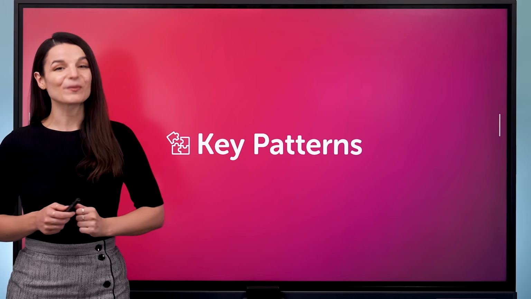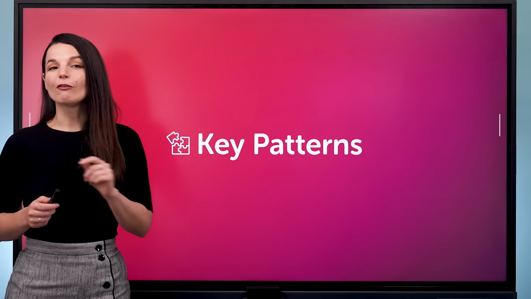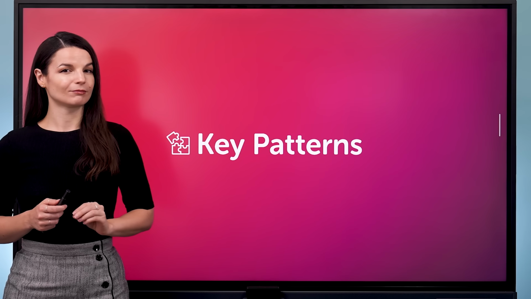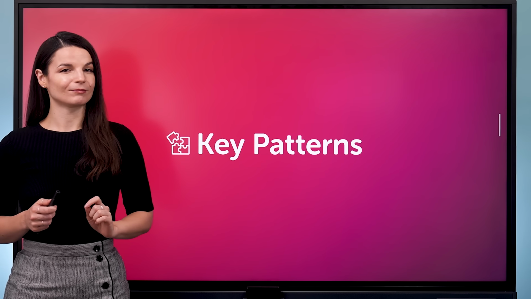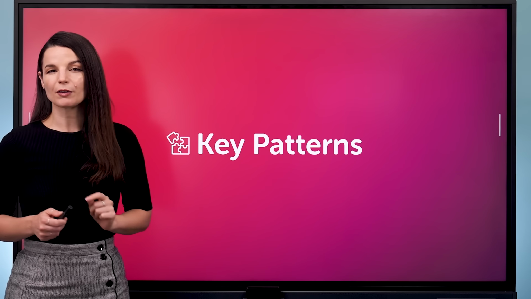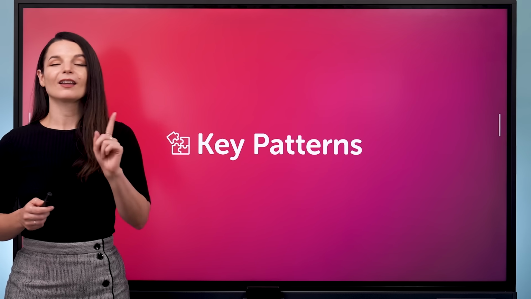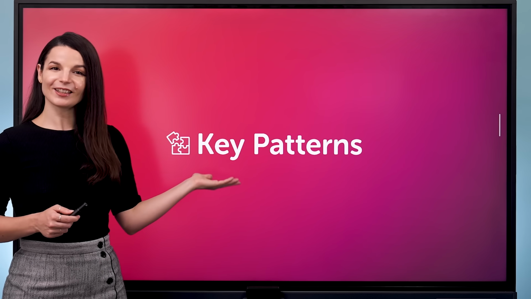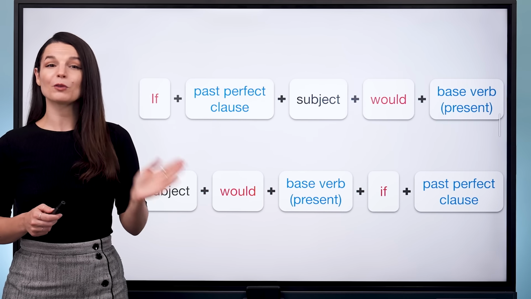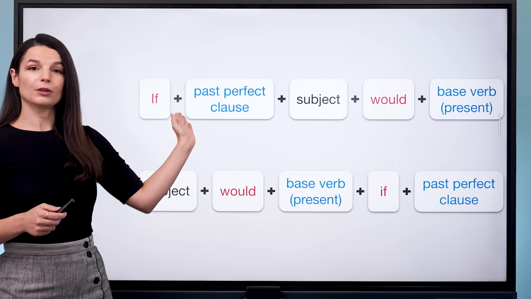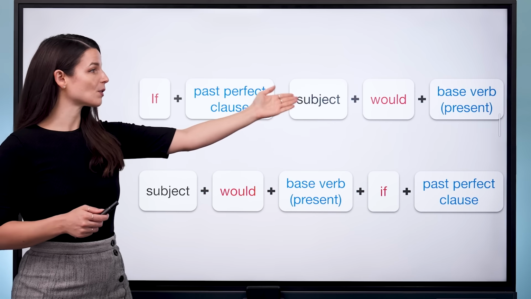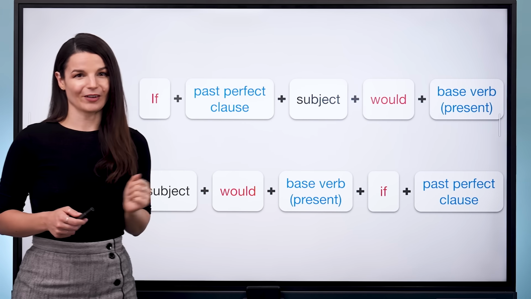Let's look at the sentence pattern. Do you remember the focus sentence from the dialogue? If I hadn't taken time off from school, I would be farther in my career right now. This sentence follows the pattern here. This pattern is the structure that all of our examples will follow: if plus past perfect clause plus subject plus would plus base verb.